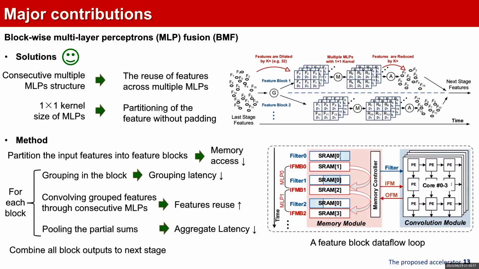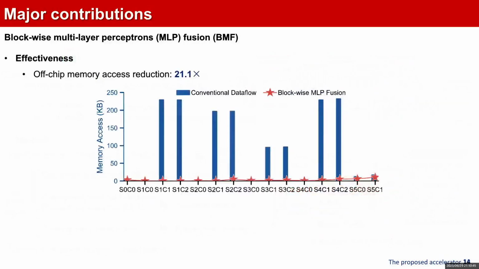For each stage in the network, BMF partitions the input features into feature blocks, which are calculated through the entire stage to get a stage output block. Consecutive MLPs enable the reuse of features in the form of feature blocks. In hardware implementation, a feature block data flow loop is built between the memory module and the convolution module, enabling the on-chip reuse of the feature block across MLPs. As a result, a 21.1 times off-chip memory access reduction is achieved for PointNeXt-S with BMF.